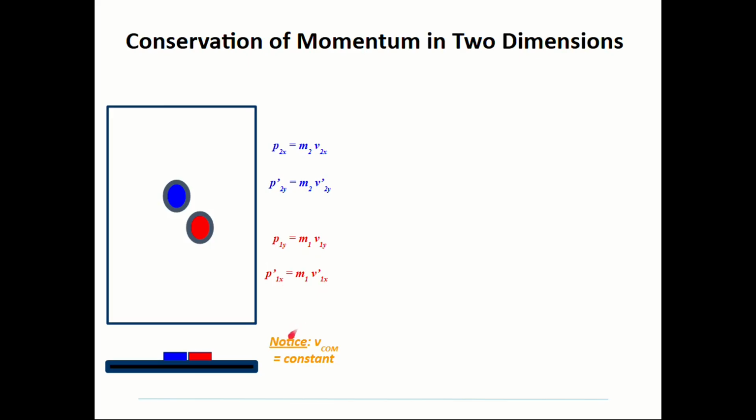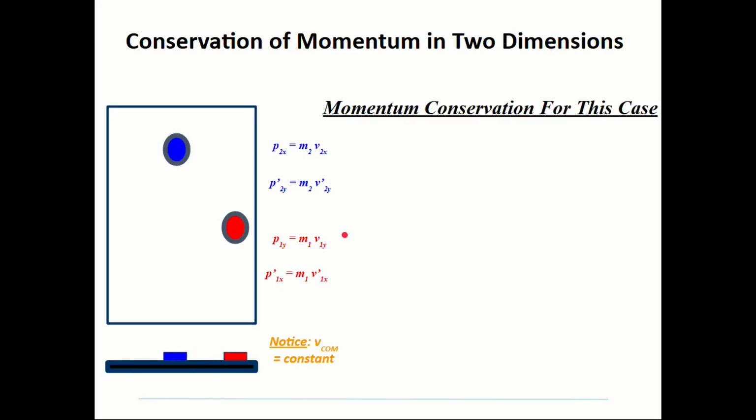Something else that's good to keep in mind is that the velocity of the center of mass is going to be constant. That's something we are going to take a look at a bit later, and actually prove that that is true. And if I continue the motion, let's see what we get.